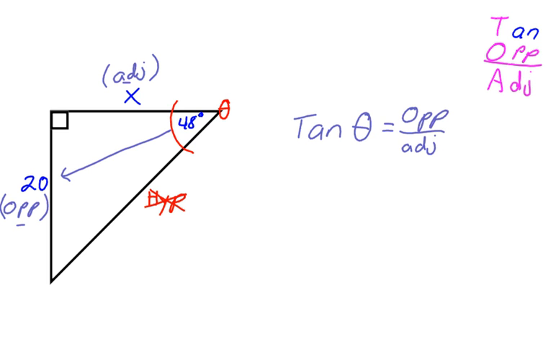Now I'm going to fill in the values that I'm given. In this case, I'm given the opposite side and the angle measure. So tangent, fill in your angle measure that's given. Tangent 48 degrees equals the opposite side over, well, my adjacent side is my unknown, so that's my x. So 20 over x.